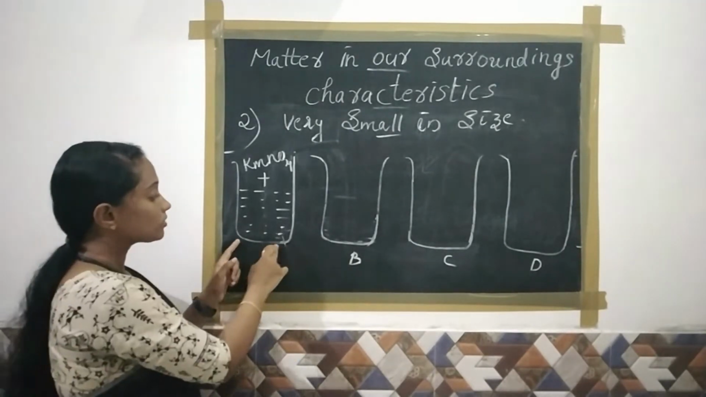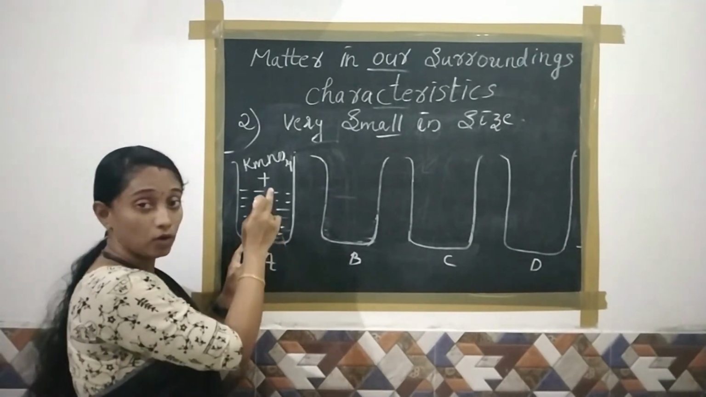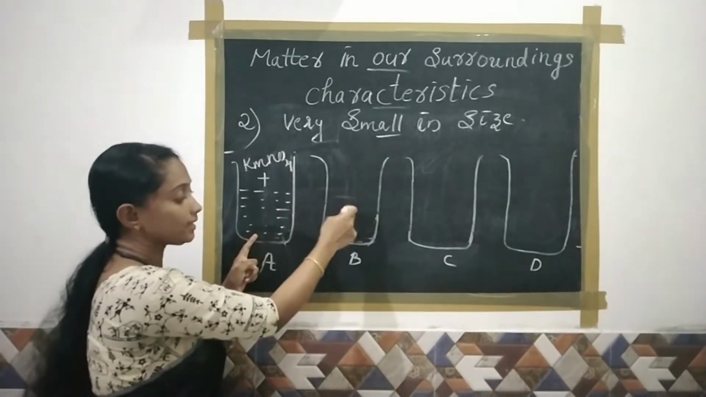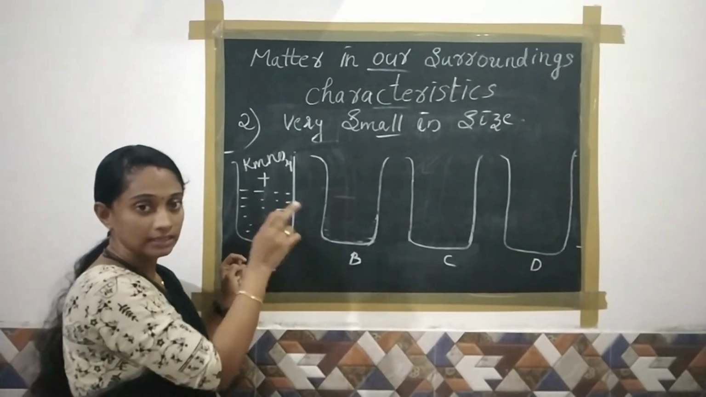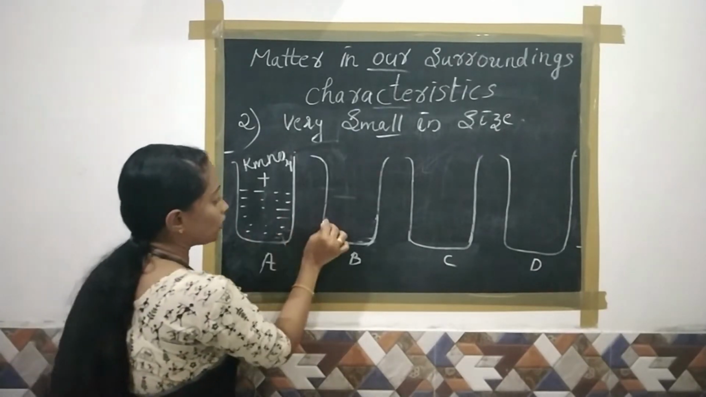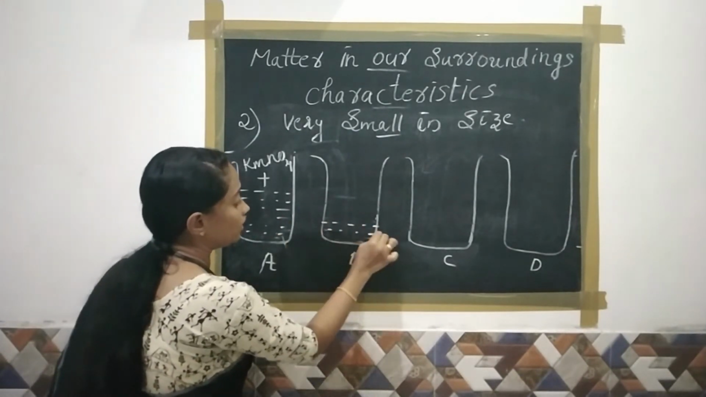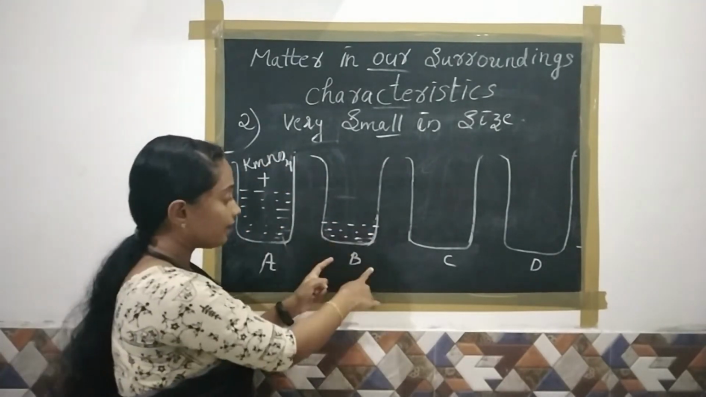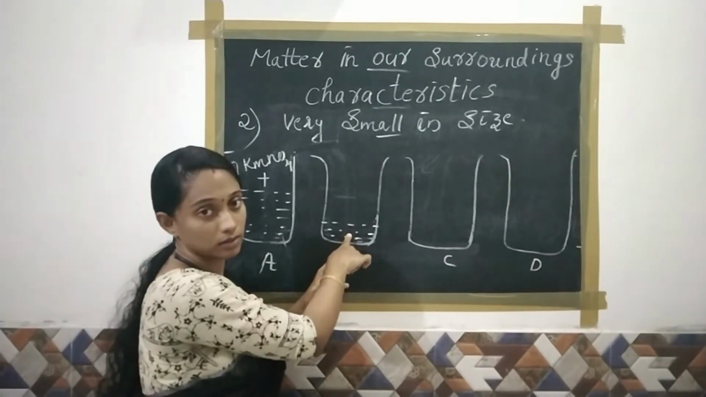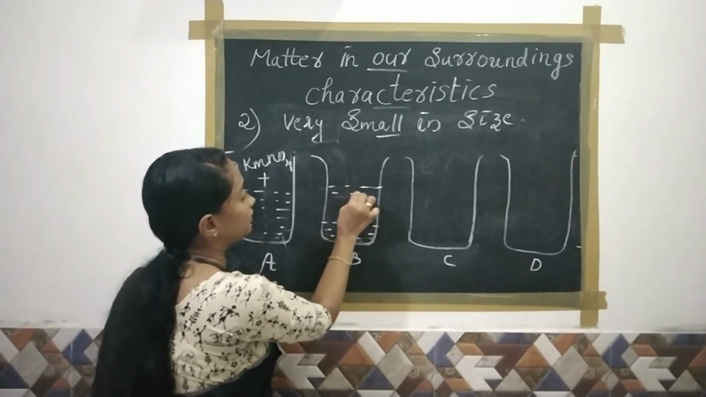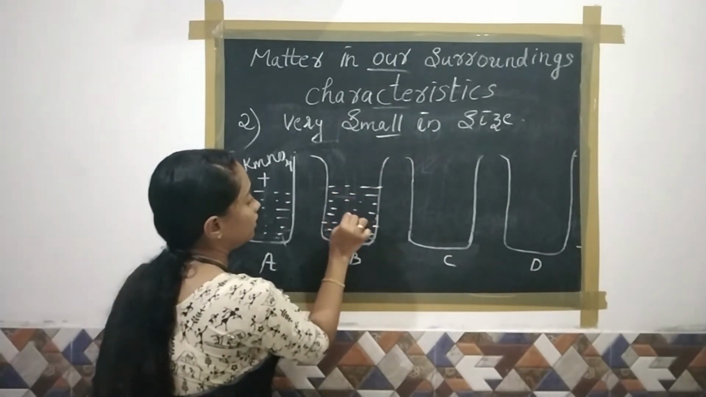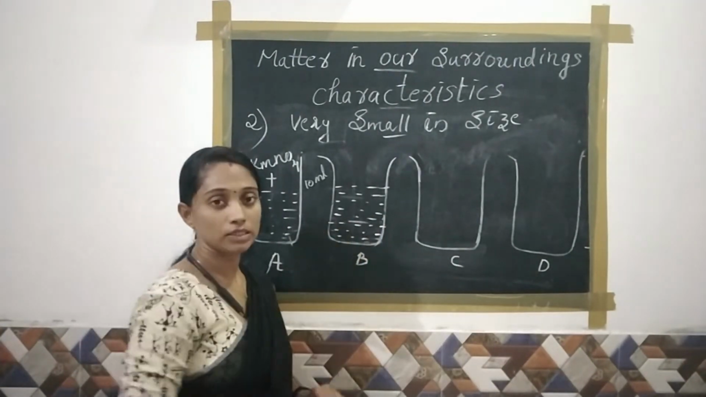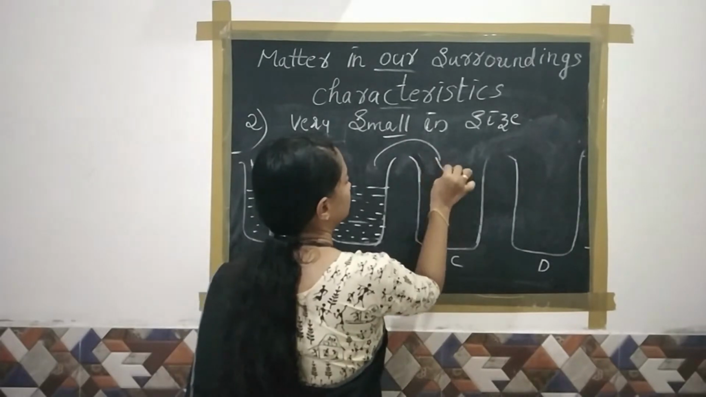Secondly, take out approximately 10 ml of this solution, add it to the second beaker and dilute the solution with water. Repeat the same procedure 2 more times.